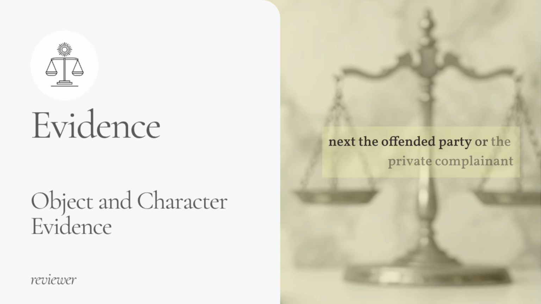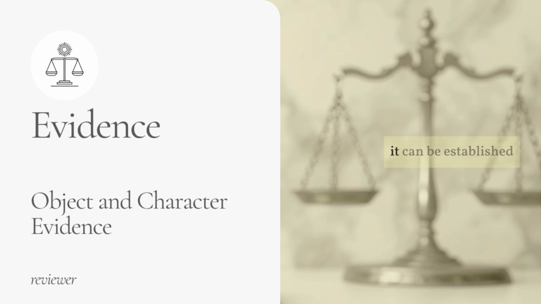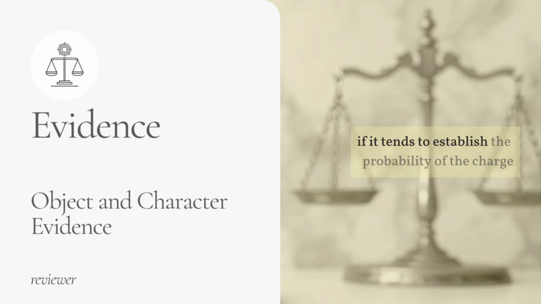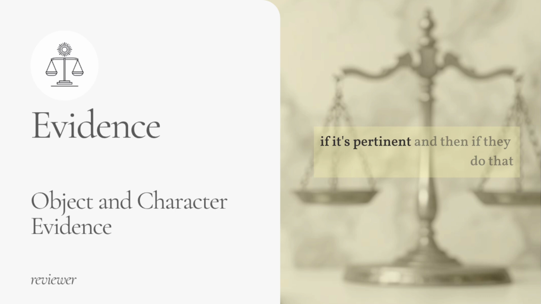Next, the offended party or the private complainant. The character of the offended party may be proved if it tends to establish in any reasonable degree the probability or improbability of the offense charged. So regarding the moral character of the offended party, it may be proved if it tends to establish the probability of the charge, right? But again, the accused can prove good moral character if it's pertinent. And then if they do that, the prosecution can prove bad moral character on rebuttal.